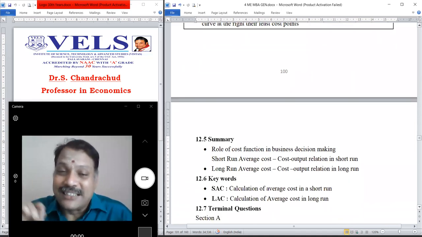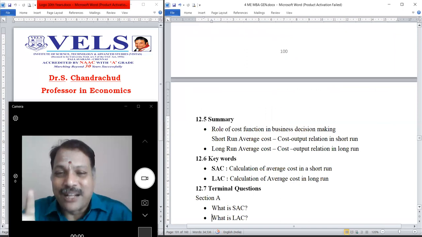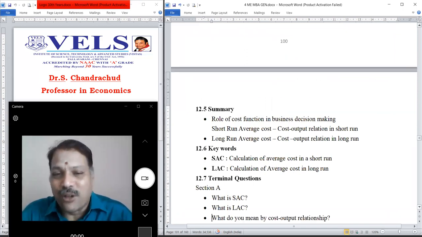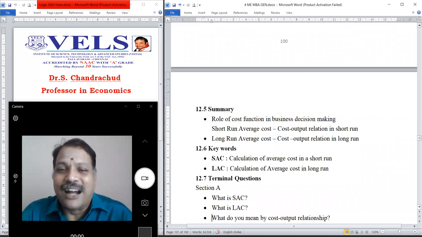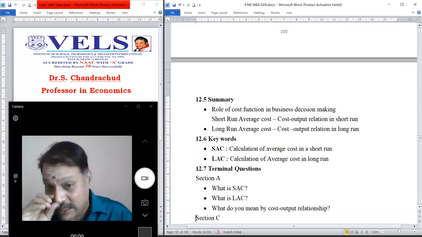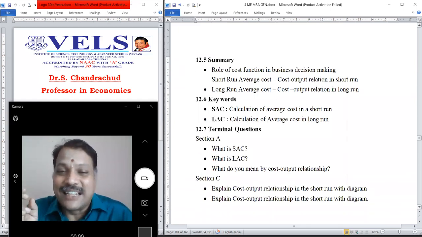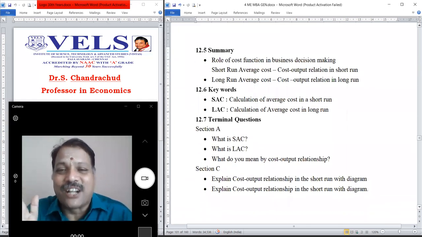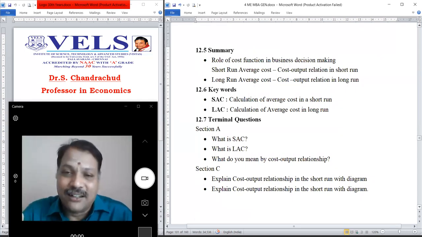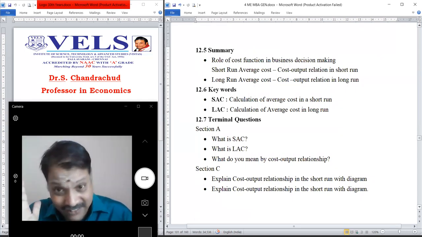With this, let us complete the class. Let me summarize what we have seen. What is the need for cost function? What is the role of cost function in business decision making? And then we studied the cost output relationship, not only in the short run, but also in the long run. The key words are SAC and LAC. SAC means short-run average cost curve. LAC is long-run average cost curve.